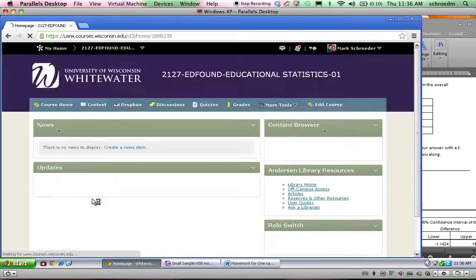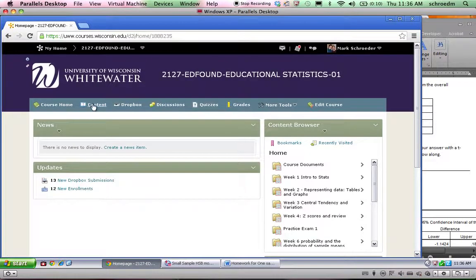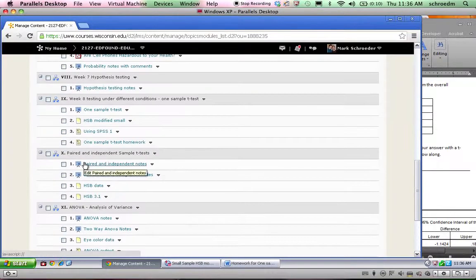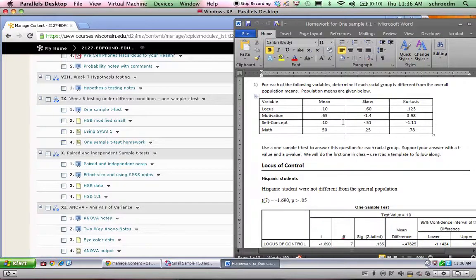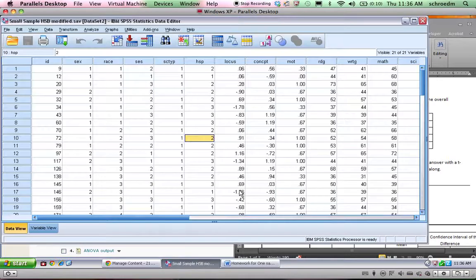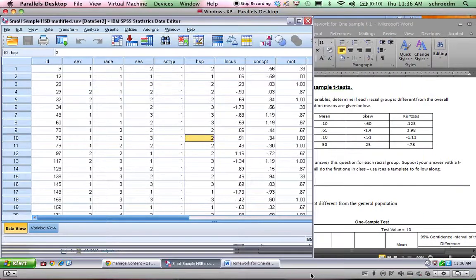So what I want you to do is go to D2L and download two things out of this week. The first, in the content area, is the HSB modified small and then the one sample t-test homework. Now this is the one sample t-test homework. It looks like this. And this is the small sample HSB dataset.